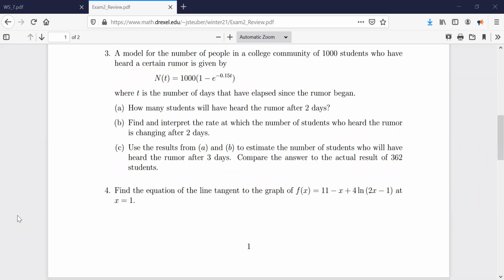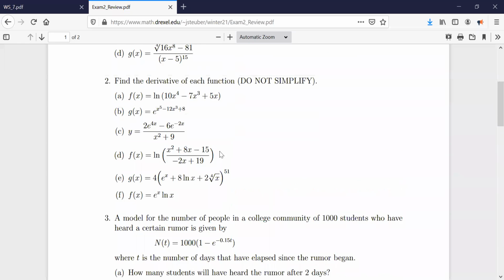So a model for the number of people in a college community of 1,000 students who have heard a certain rumor is given by N(t) = 1,000(1 - e^(-0.15t)), where t is the number of days that have elapsed since the rumor began. So how many students have heard the rumor after 2 days?